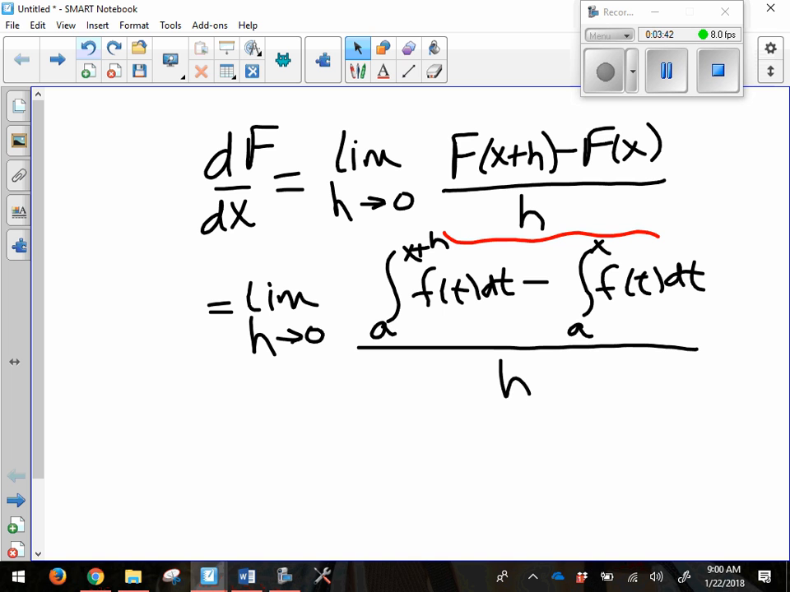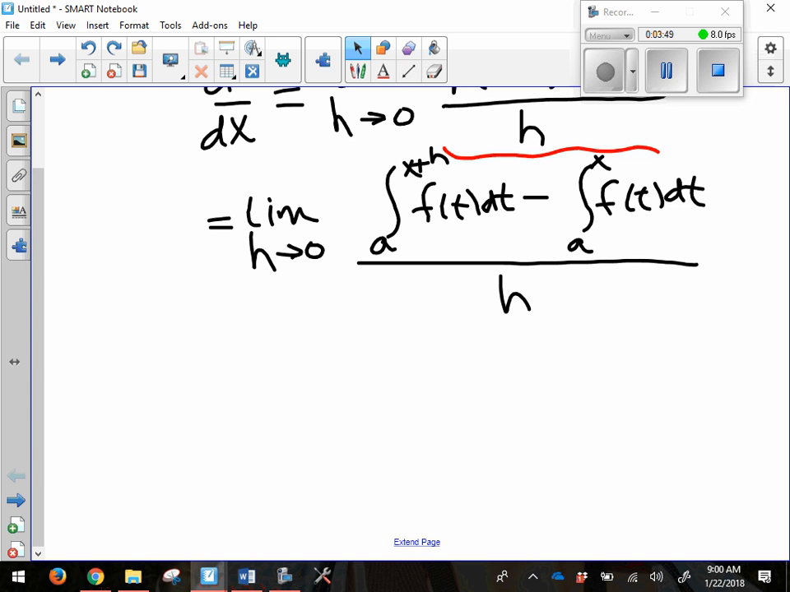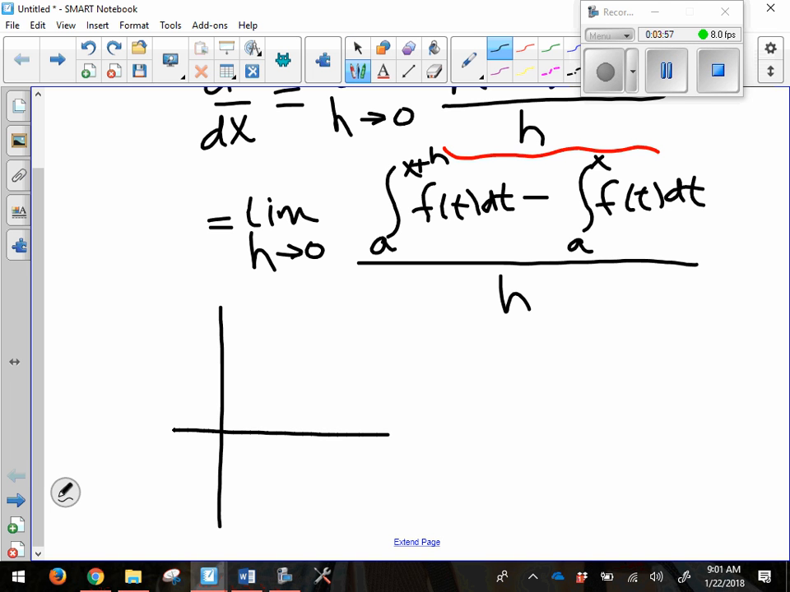So remember, what does an integral really mean? Area under the curve. So let's look at these two integrals for a minute and compare them and see what that difference is going to be about. To make this easier to illustrate, I'm just going to pretend that f of t is a straight line. It'll work for anything, it's just a little easier to see if f of t is a straight line. So here's going to be a, here's going to be x, here's going to be x plus h.